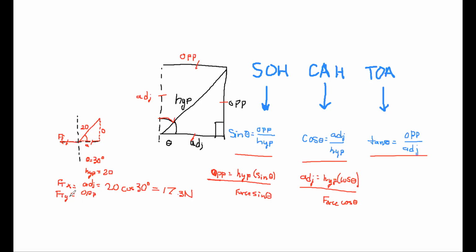Now, we're going to do the same thing to find the y component. The y component will be the opposite leg length, which will be the force, the hypotenuse, times the sine of the angle. So that's going to be 20 times the sine of 30. All right, so 20 times the sine of 30 is, anybody who knows the sine of 30 knows that this is 10. Sine of 30 is 1/2.